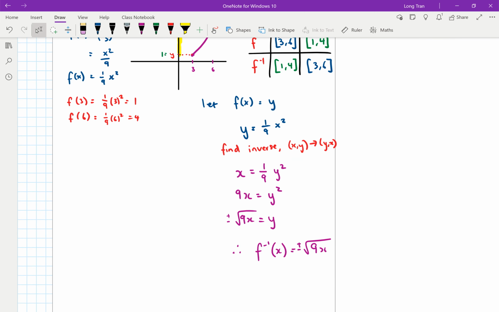So this is where you got to be careful. Okay, so which one is it? Is it going to be the positive of this root, or is it going to be the negative of this root?